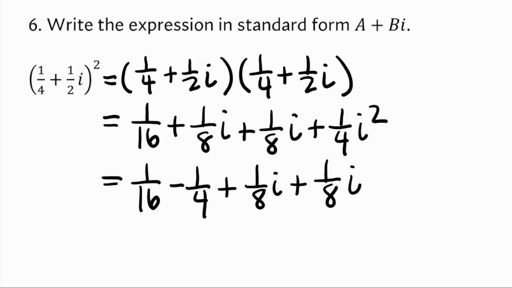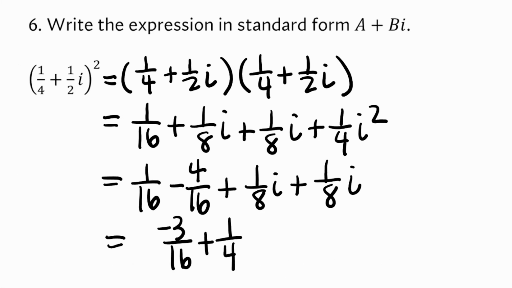Okay, now if I'm going to combine the 16th and the 4th, I need to have a common denominator, so I might as well write that 4th as 4/16. So if I have 1 minus 4, that would be -3/16, and 2/8, that is 1/4 of i. And that's standard form a plus bi.